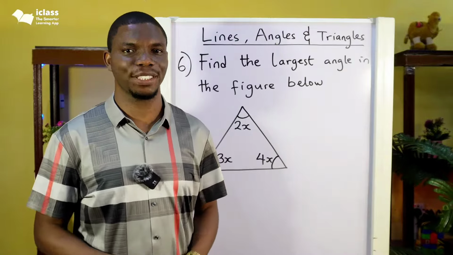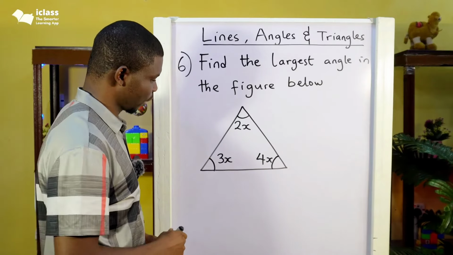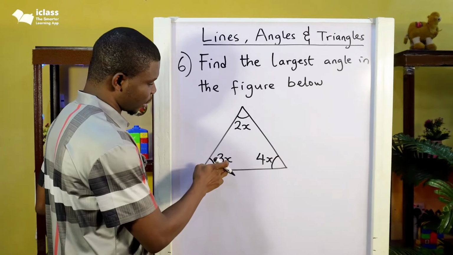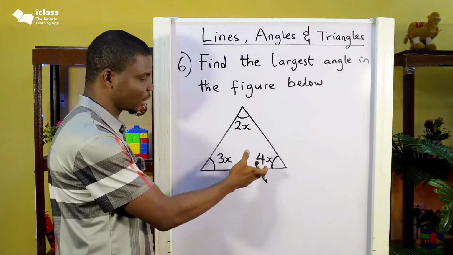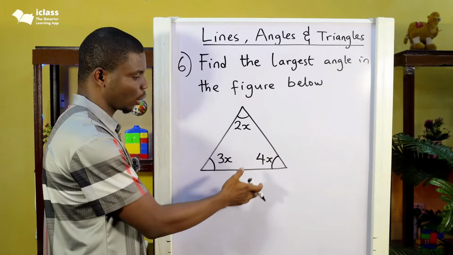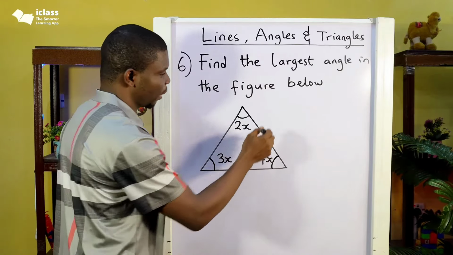Now to question number 6. Find the largest angle in the figure below. So we have one of the angles as 3x, the other one as 2x, and then 4x. Of course, 4x should be the largest angle, but we don't know what x is, right? So we need to find what x would be.